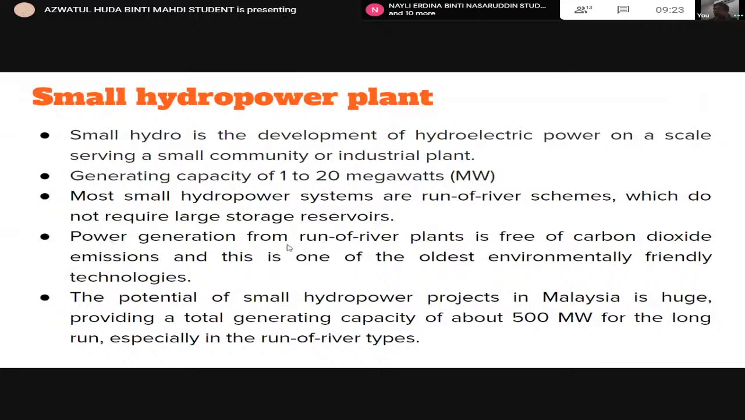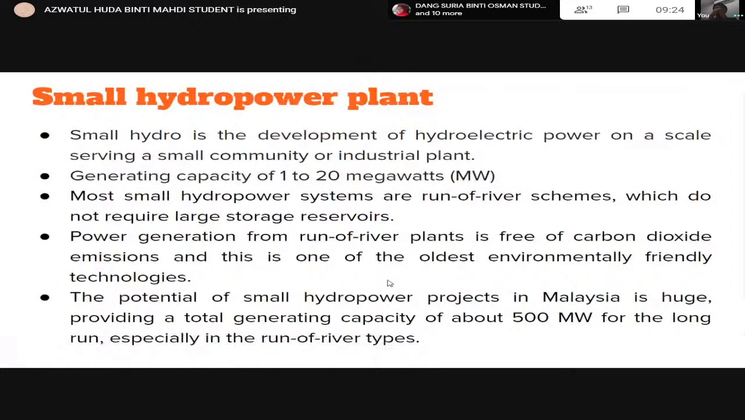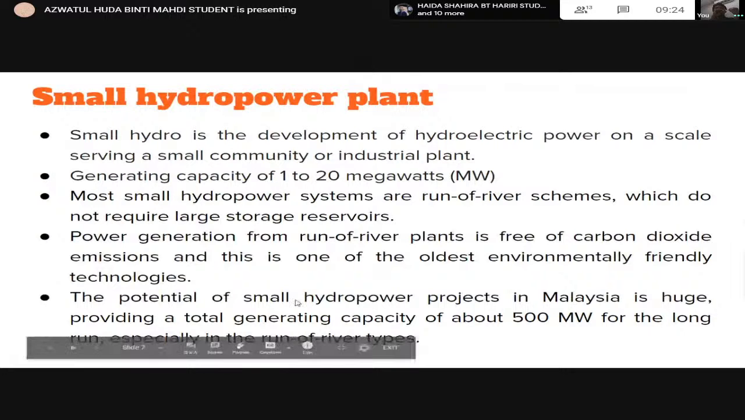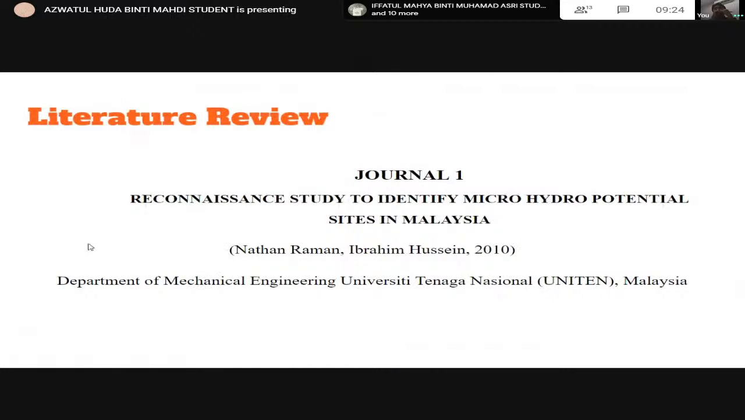Okay, power generation from run-of-river plants is free of carbon dioxide emission, and this is one of the oldest environmentally friendly technologies. Okay, the potential of small hydropower projects in Malaysia is huge. It provides a total generating capacity of 500 megawatts in the long run, especially in the run-of-river types. Okay, so that's all from me. I will let my friend continue.